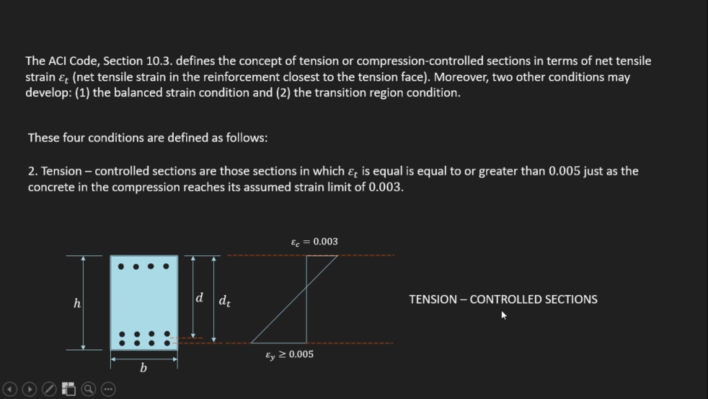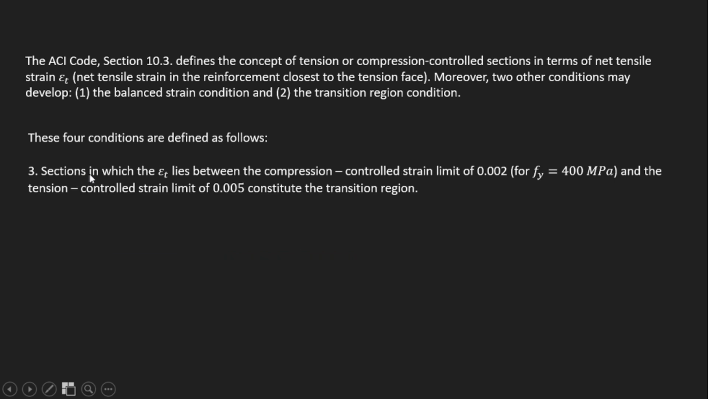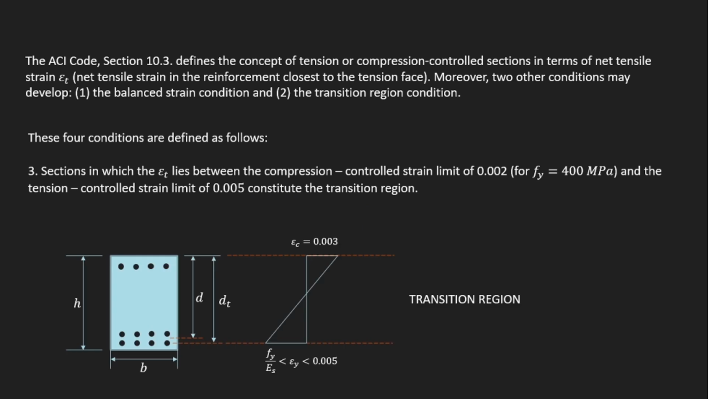Number 3, in sections naman in which the net tensile strain lies between the compression controlled strain limit na 0.002, that is for fy 400 megapascal, and the tension controlled strain limit of 0.005 constitute the transition region. So yung range of our net tensile strain dito, so yung kukunin natin nga yung pinaka-lowest part of our steel. So pag yung range niya is from fy over Es to 0.005, ibig sabihin nasa transition region tayo.